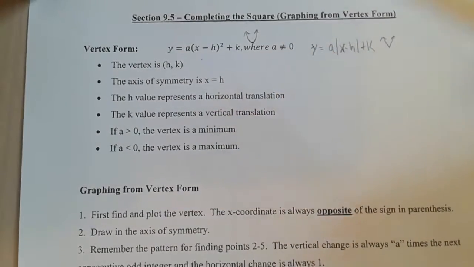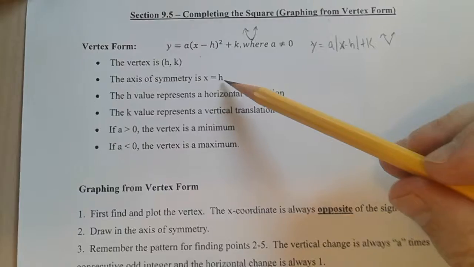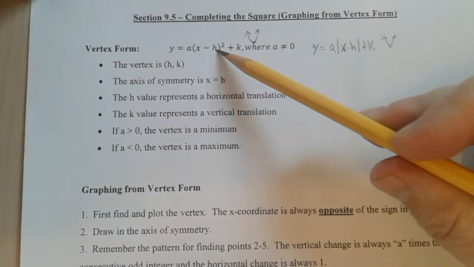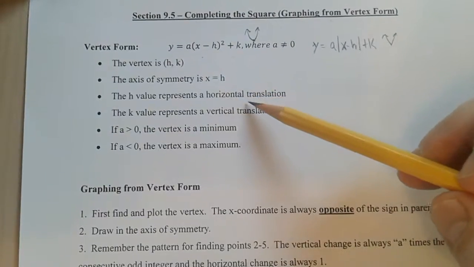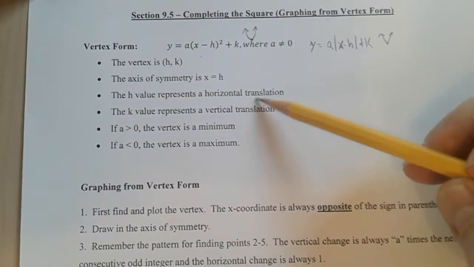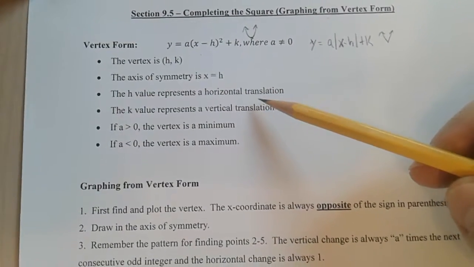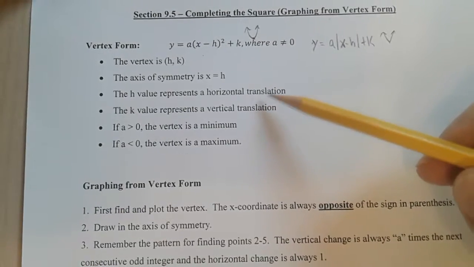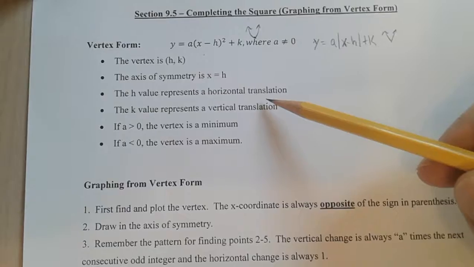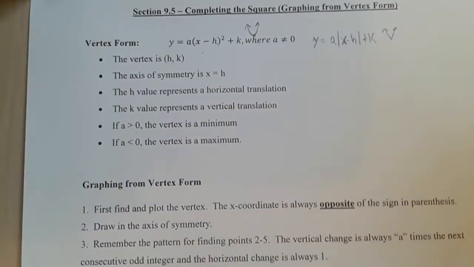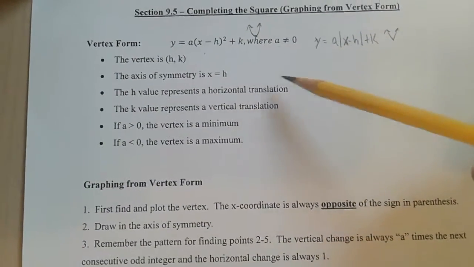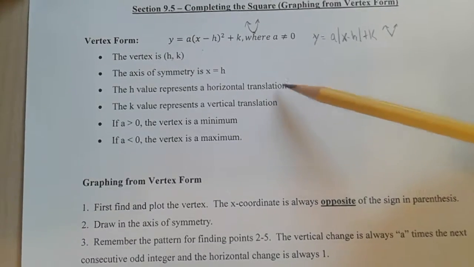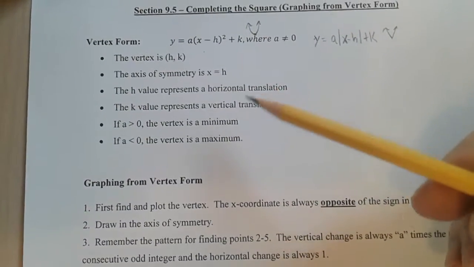h, k, which is given to you in the equation, is your vertex. The axis of symmetry is the vertical line going through the vertex, which would be x equals this h value. As far as the horizontal and vertical translations, I would probably get into this a little more if we were in the classroom, but I'm going to kind of slide through this, comparing this to the parent function, because I'm not going to be available to answer questions on it. This information typically would not be on a quiz or a test anyway.